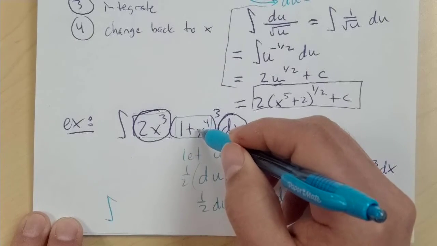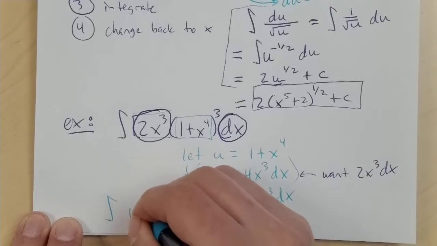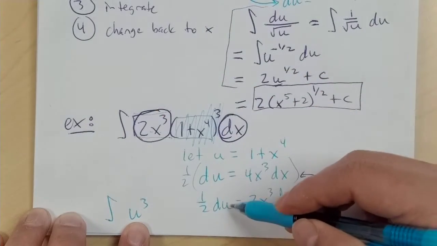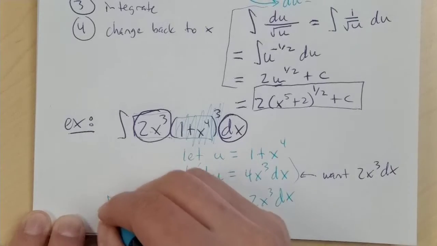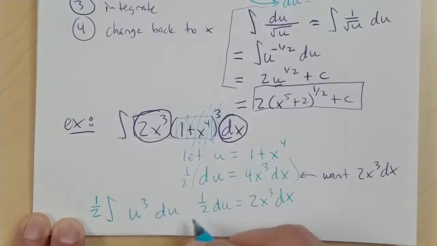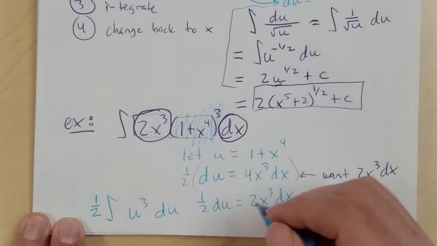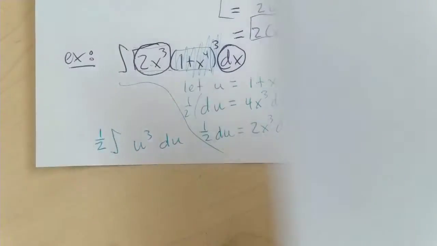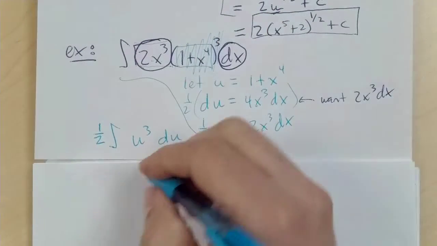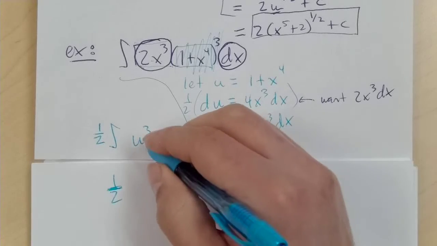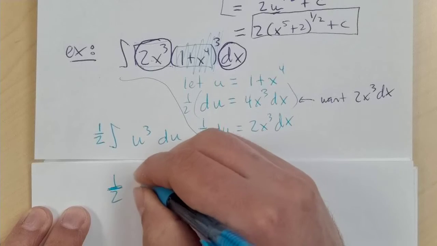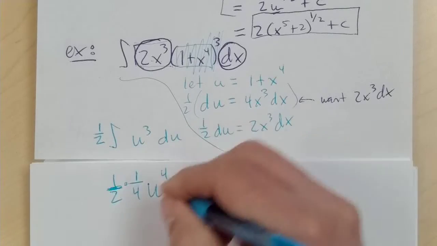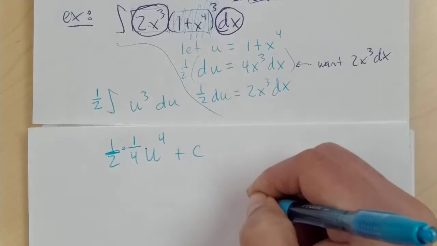This portion, the (1 plus x to the 4) cubed, that's going to just be u cubed. So I've taken care of this. And 2x cubed dx is 1/2 du. So I'm just going to put the 1/2 out in front and then put the du where it's supposed to go. Remember, constants can be put in front just to make life easy. And then now what we do is focus on integrating u cubed. Well, we know how to do that. U cubed is going to become u to the 4th, and then we have to divide by 4 or multiply by a quarter to cancel out that exponent when I go back the other direction. And don't forget your constant of integration.